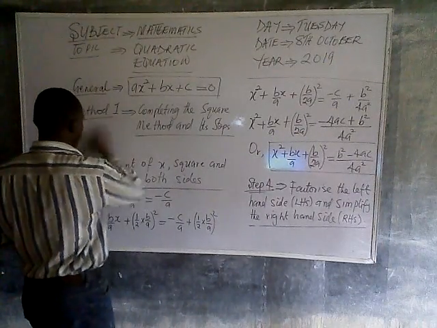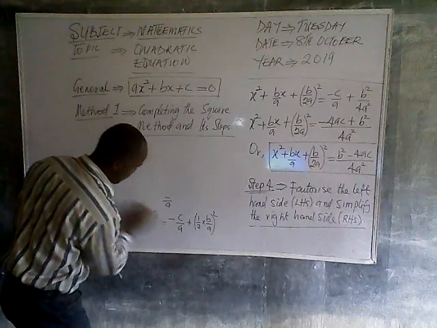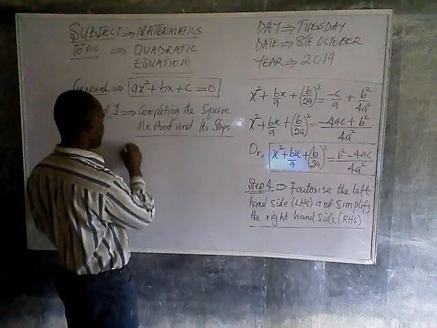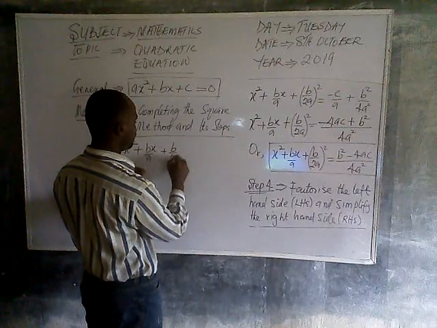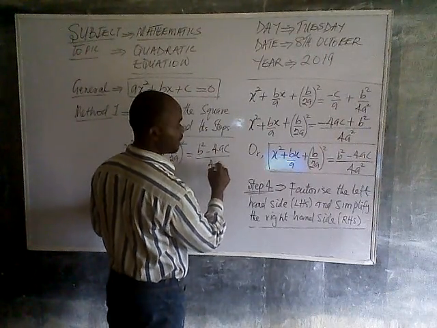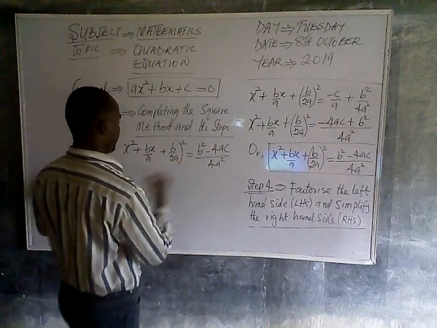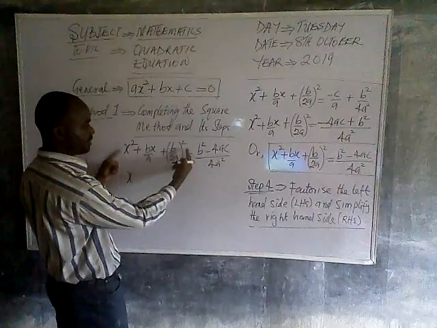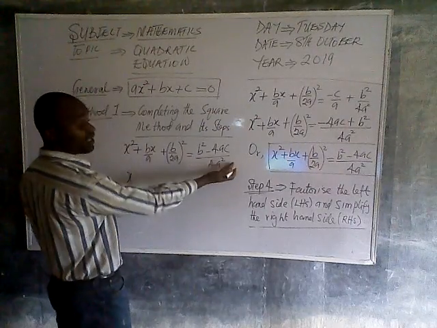So here we need to factorize the left hand side and simplify the right hand side quickly without wasting any time, because the steps remaining are few and we are done. So the original equation is x squared plus bx over a plus b over 2a, and that's the side we are going to factorize, equal to b squared minus 4ac all over 4a squared. The original equation from step 3 is this. We are going to factorize this side and simplify this, if there is anything else remaining to be simplified here.